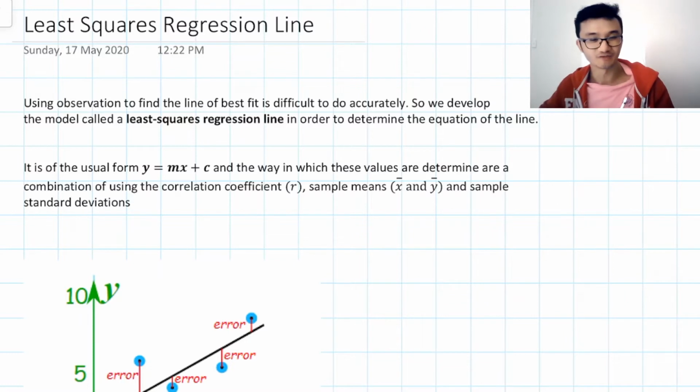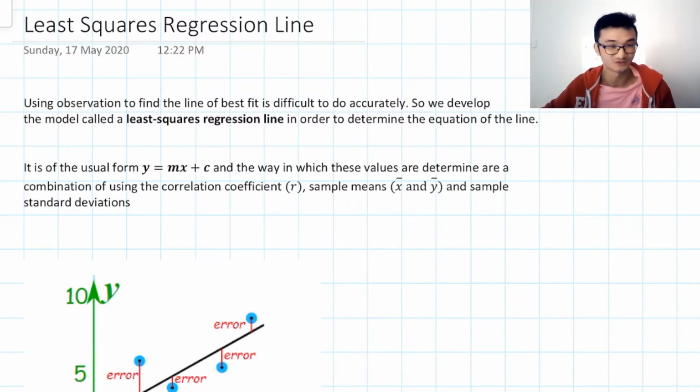Today I want to talk about the least squares regression line. So you've been looking at lines of best fit and drawing them by hand, but you've probably run into the problem that it's quite difficult to do accurately, and the answers may even vary slightly from the ones in the textbook, because if you're doing it by hand and calculating the points manually, it becomes very difficult, right?